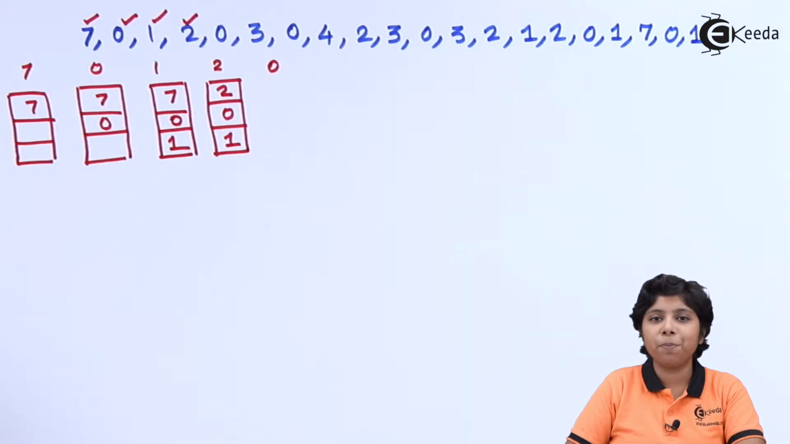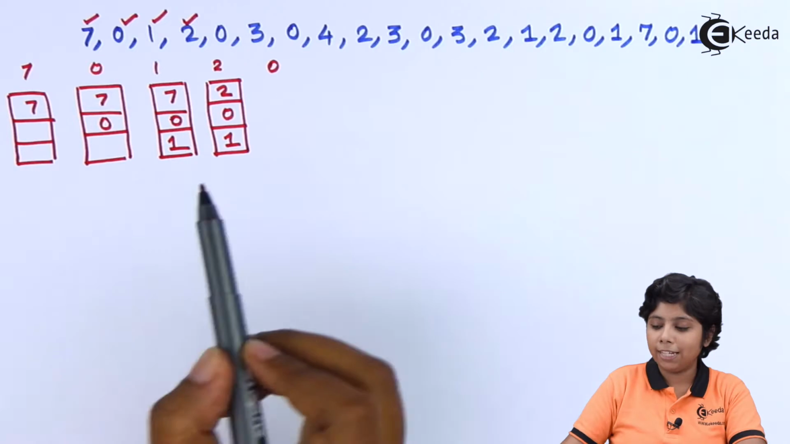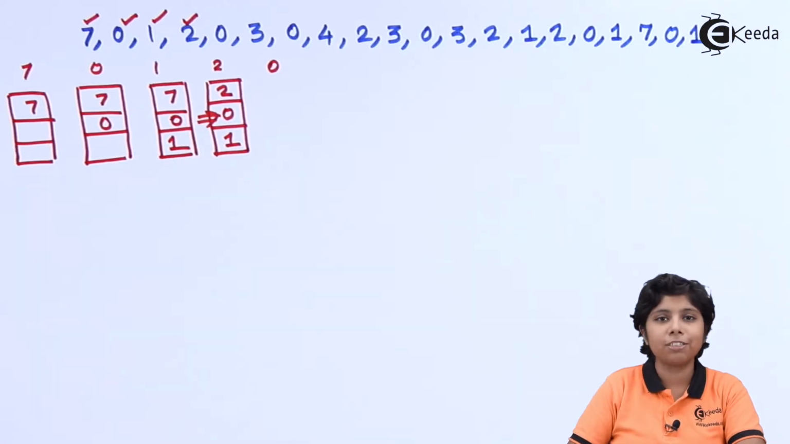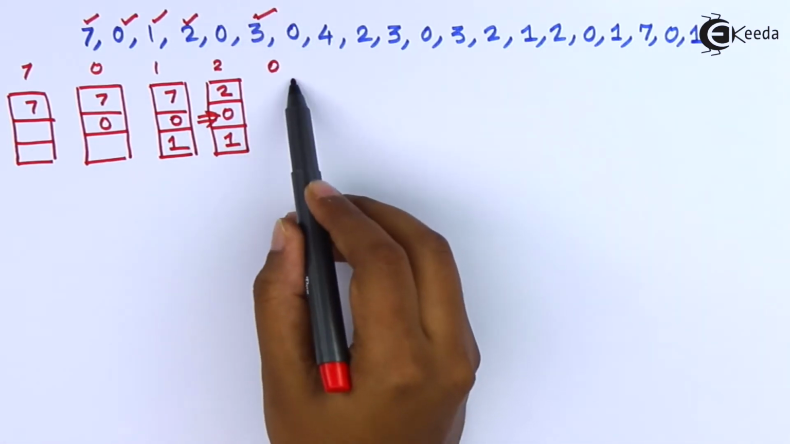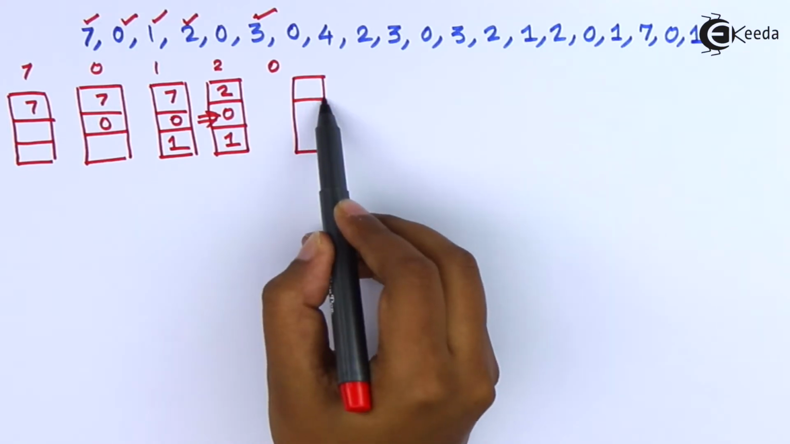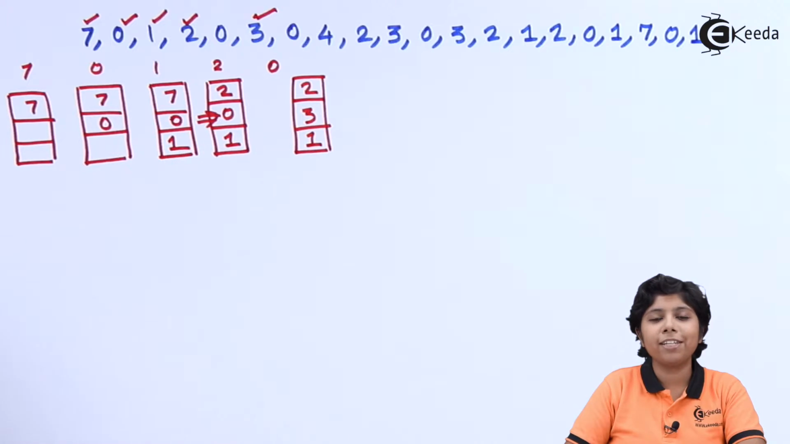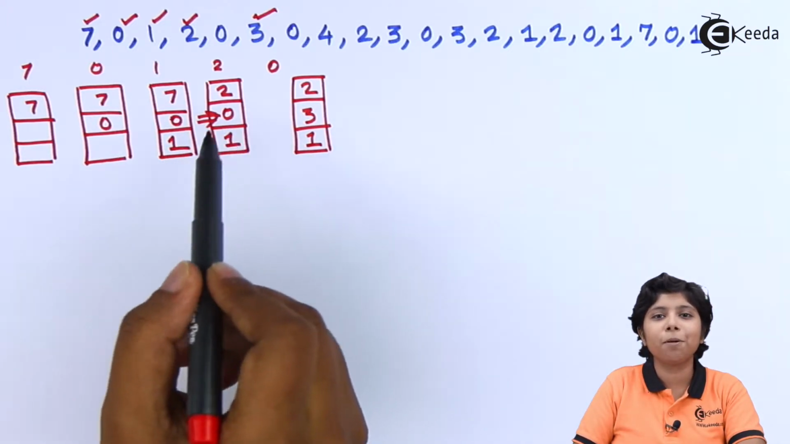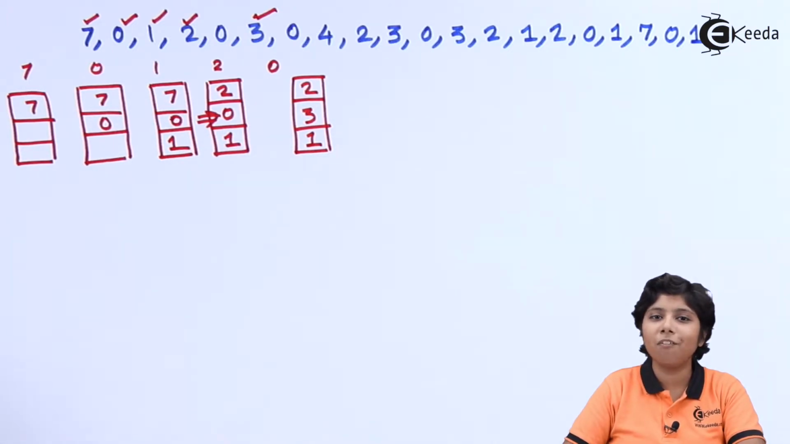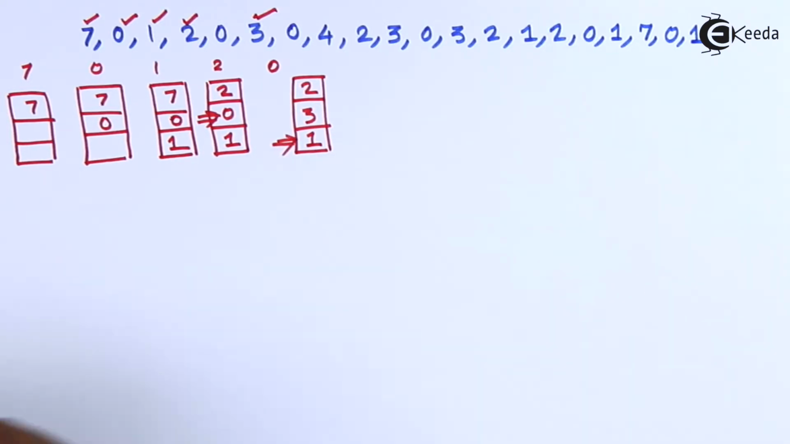Now 3 is appearing in the system. Here the oldest page was 0, and this 0 will be replaced with 3. Now again when 0 appears, as no 0 is present in the system, 0 will cause a page fault and it will replace this 1.